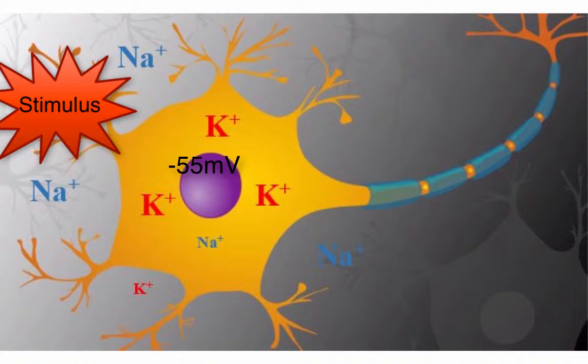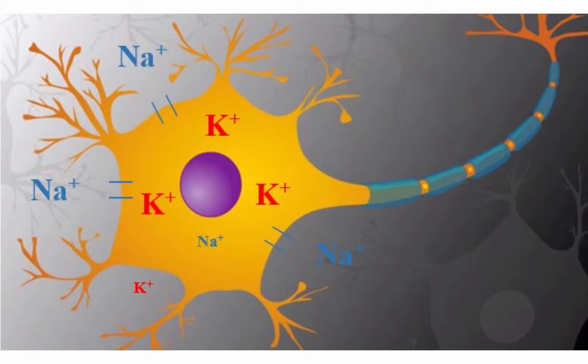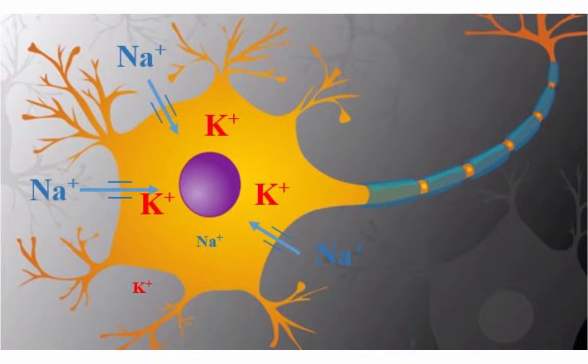The second stage of an action potential is depolarization. Looking at the resting neuron, what will happen to cause depolarization? Sodium gates open and sodium ions will enter the neuron. Why do they enter? By diffusion, sodium ions will move from an area of high concentration to an area of low concentration.